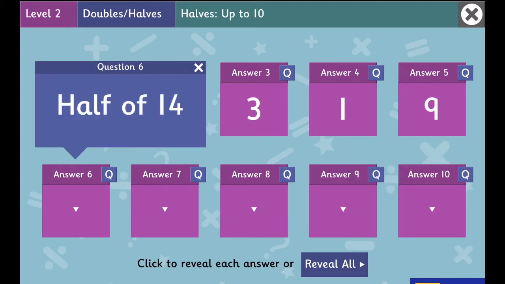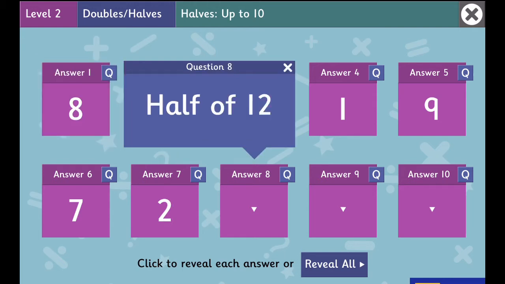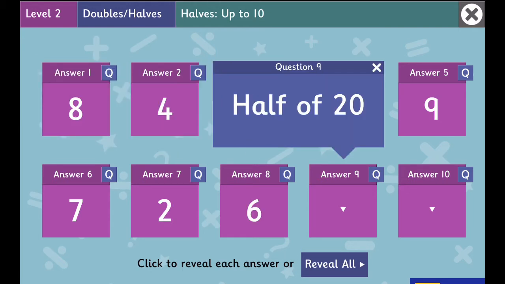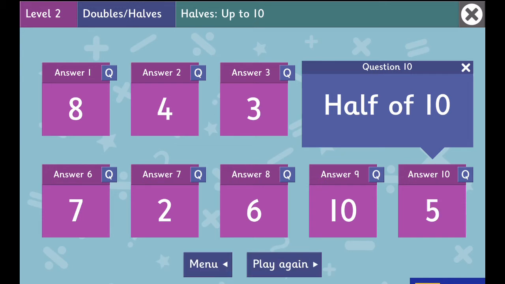Question 6, half of 14 is 7. Question 7, half of 4 is 2. Question 8, half of 12 is 6. Question 9, half of 20 is 10. And question 10, half of 10 is 5.